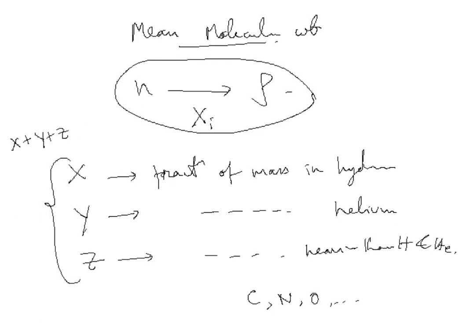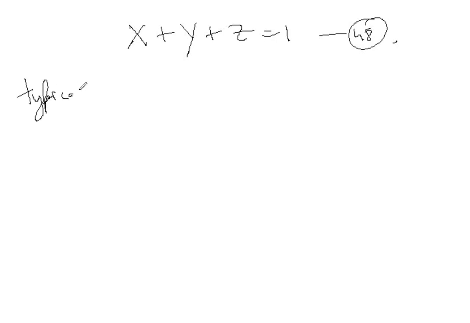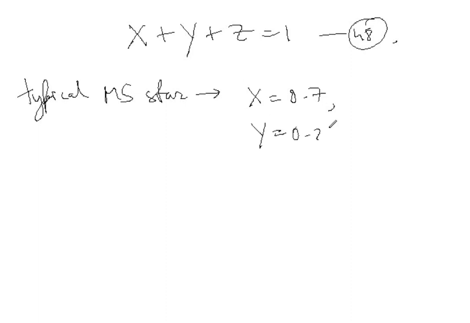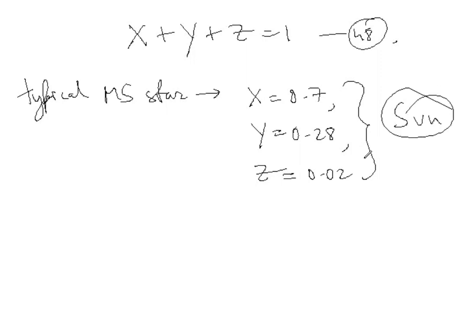Now let me just write this down again on a fresh paper. Here. So we have this relation x plus y plus z equal to 1. This is equation 48. Now for a typical main sequence star, x is equal to 0.7, y is equal to 0.28 and z is equal to 0.02, and this is also valid for our sun. So what does this mean? This means that most of the mass is in hydrogen and helium and a very small fraction is in heavier elements.